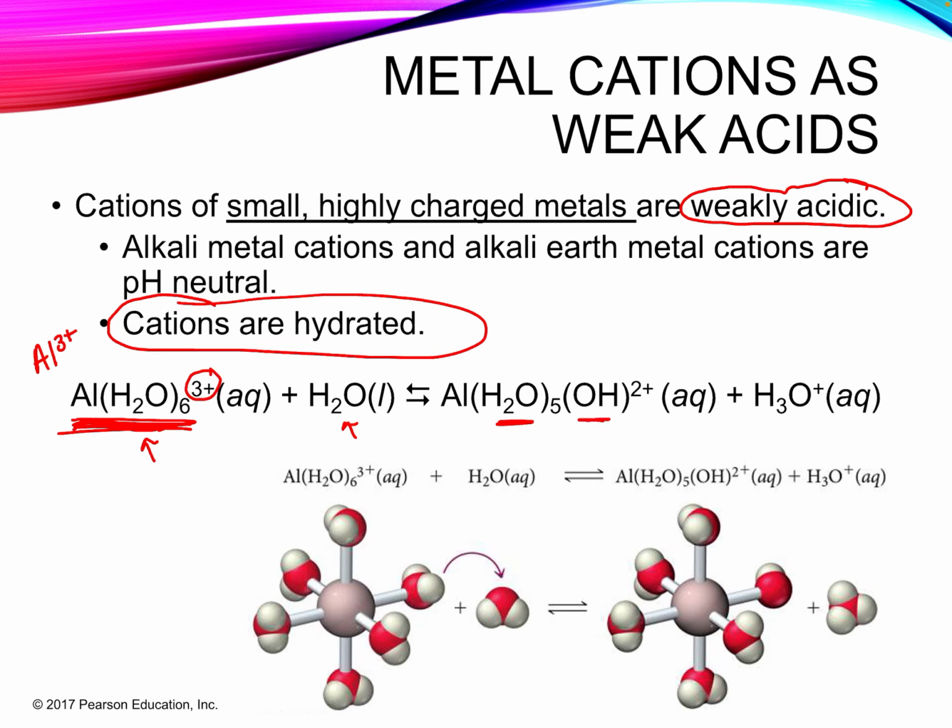Okay, so again, small, highly charged metals can do this. Alkali metals, the ones in the very first column like sodium and lithium and potassium, only have a 1 plus, and they can't do this. Neither can the alkaline earth metals. They all have a 2 plus. They are not highly charged enough to do this. So any alkali metals or alkaline earth metals will always be pH neutral. But if you have something very small and highly charged like aluminum, then it can act as a weak acid when it's hydrated.